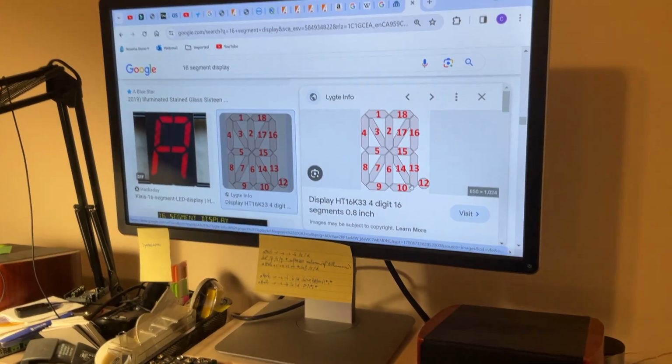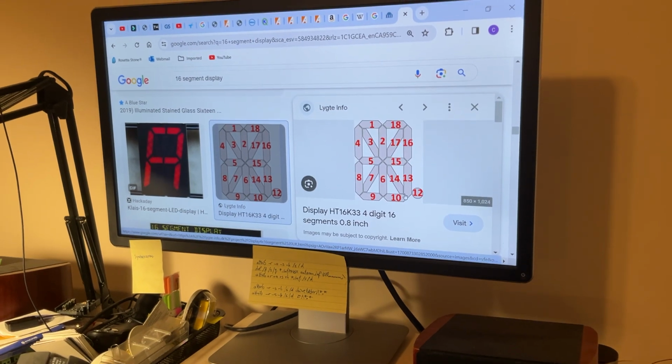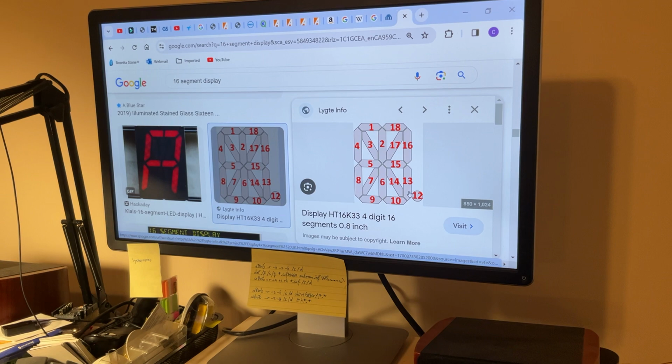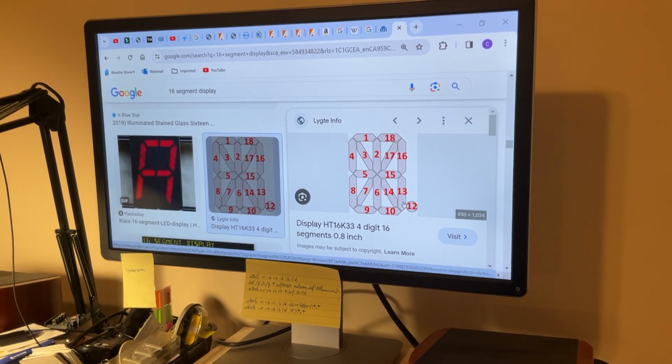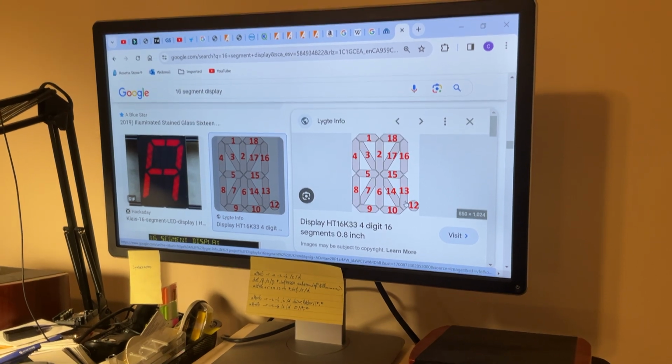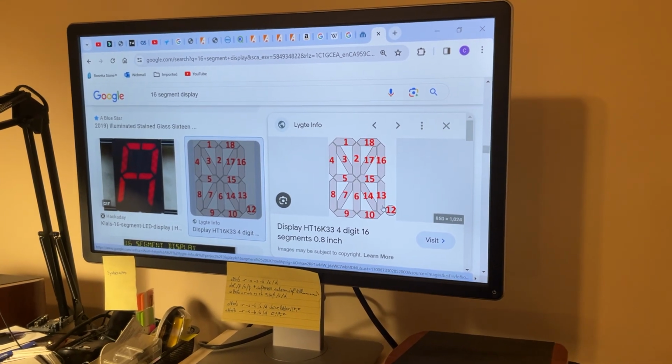So this is just to mention to you, please be very careful because the 16 segment displays are not as easy as you think they are, okay? Anyway, once I've warned you about this, let's go through the parts.